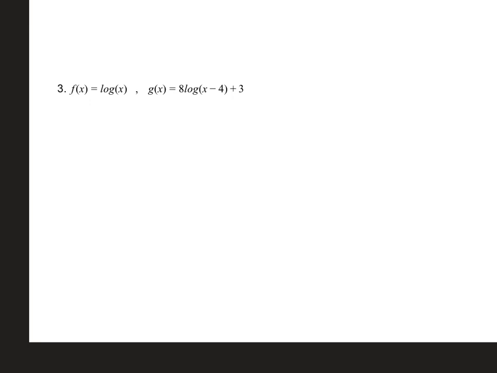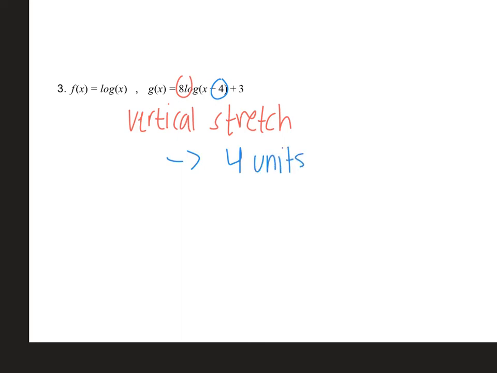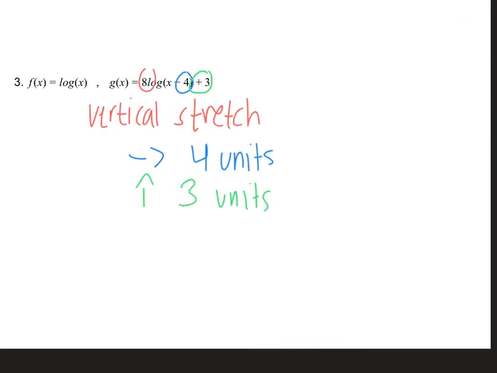So let's start with this outside part. There's an 8 being multiplied. So we have a vertical stretch by a factor of 8, right? That just means it's going to be a little bit taller. It's going to increase or decrease a little bit faster. And that's about it. Then we've got this -4 on the inside. That means I'm going to the right 4 units. Then I've got this +3 on the outside. That means I'm going up 3 units. That's all I'm doing there.